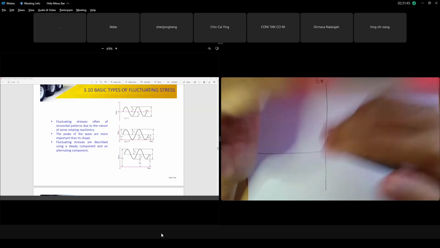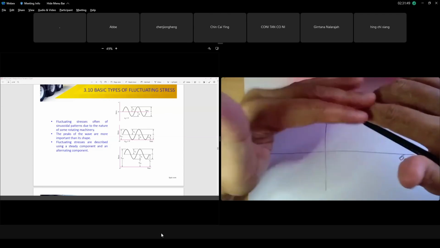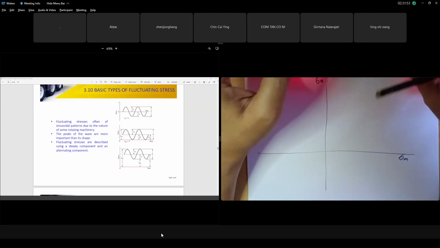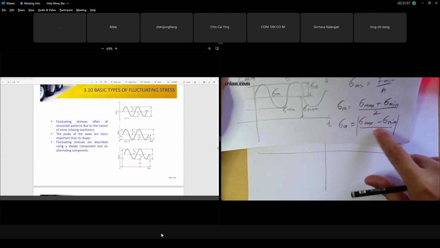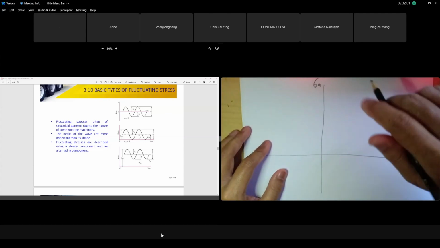Because our force has a range. Normally in a question, they will give you the force range, maximum value and minimum value. So it means your stress has a range, maximum and minimum. Then you have to calculate your sigma mean and your sigma amplitude based on this equation. Then you plot your graph, your point, your sigma equivalent.